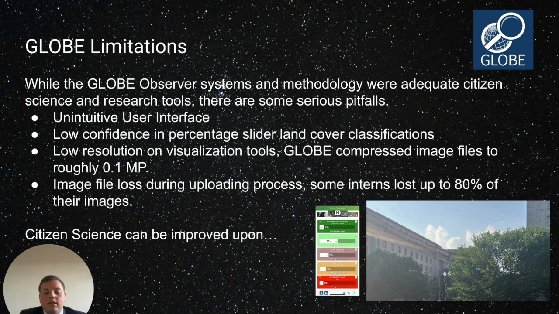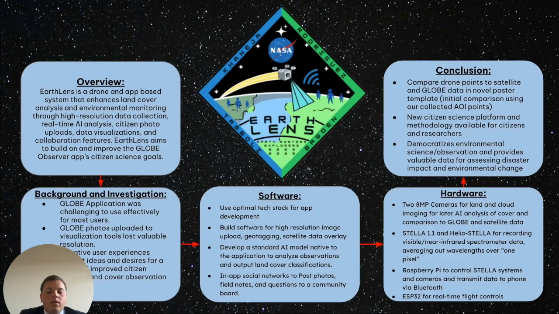But the good thing is that citizen science can be improved upon. And that's what our team wants to do. That's where we want to take this research. So we've come up with an idea for a tool called EarthLens. EarthLens is a drone and app-based system that enhances land cover analysis and environmental monitoring through high-resolution data collection, real-time AI analysis, citizen photo uploads, data visualizations, and even collaborative features.